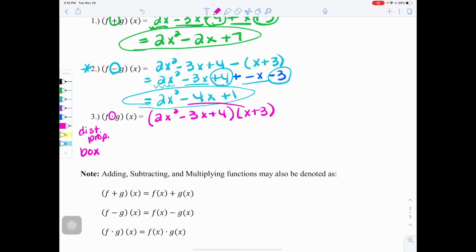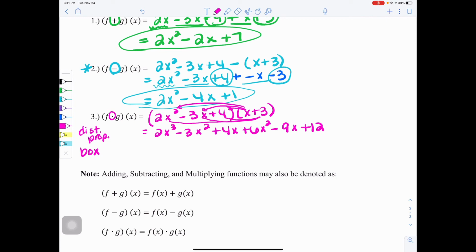So first I'm going to take the x all the way through these parentheses and get 2x cubed minus 3x squared, then plus 4x. Next, I will take my positive 3 through the parentheses and get plus 6x squared minus 9x and plus 12.